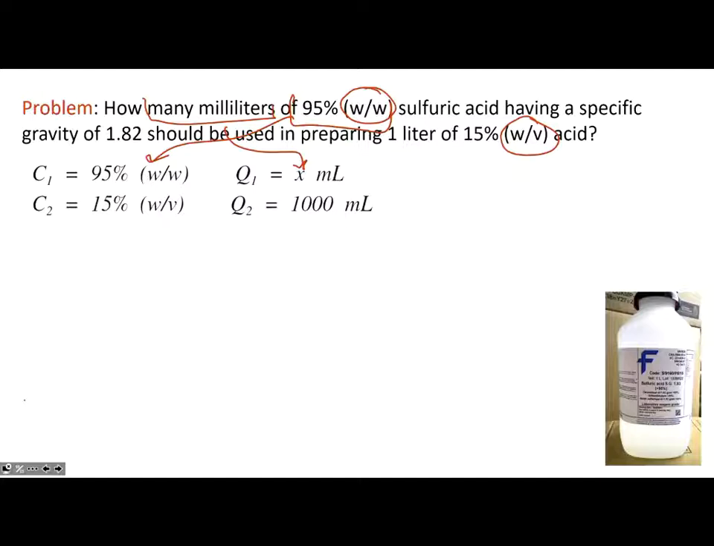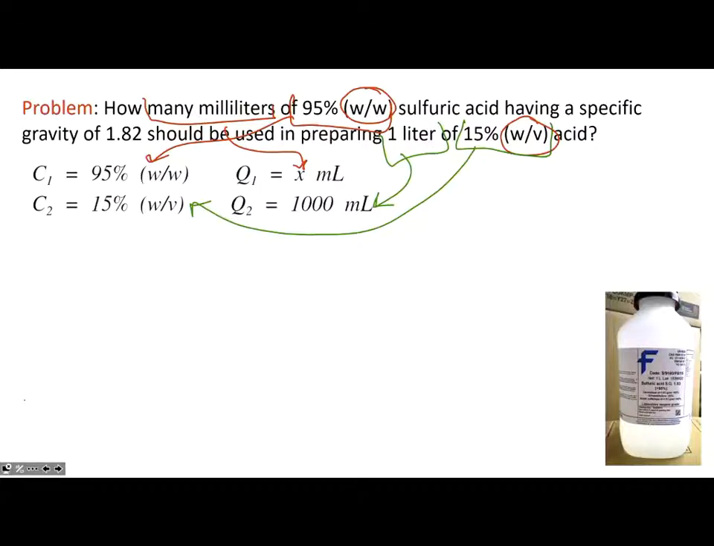What I want to have in the end is to prepare 1 liter. So I'm going to go ahead and convert that to milliliters. 1 liter is 1,000 milliliters. So my Q2 is 1,000 milliliters. And I know the concentration it needs to be in the end is 15% weight per volume. Okay? Any questions on how the C's and the Q's got set up? And I'm telling you, that's how you have to answer these algebraic questions. Set up the C's and Q's first.